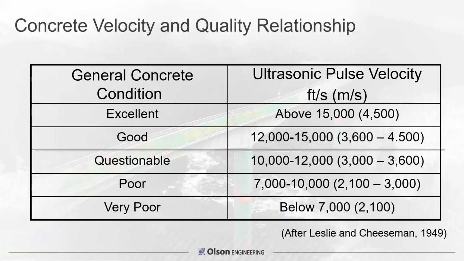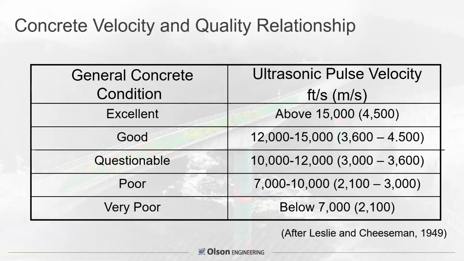So it's a test that has been around a long time. Leslie and Cheesman, back in 1949, came up with this general guideline that is still used for general concrete condition, ranging from very poor at slow velocities of less than 7,000 feet per second to excellent above 15,000 feet per second. And most concrete is in the range of 12 to 15,000 feet per second, being good to very good. So this is a general qualitative guide to interpret it. It obviously varies a lot, as discussed in the ACI guide, depending on hard or soft aggregates, the water-cement ratio, and the mix design strength.